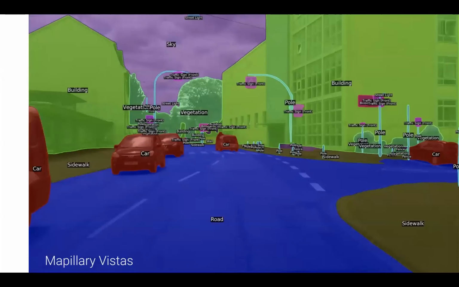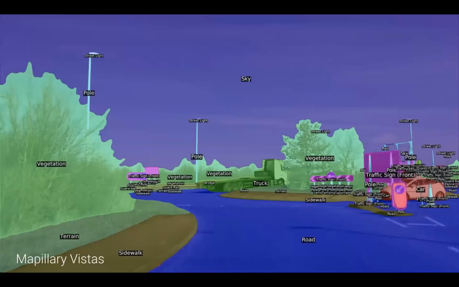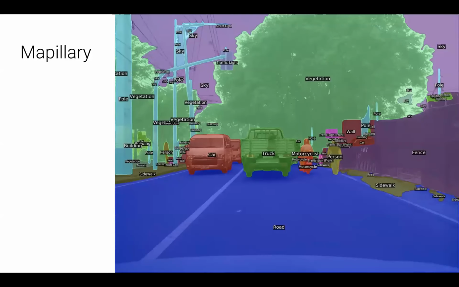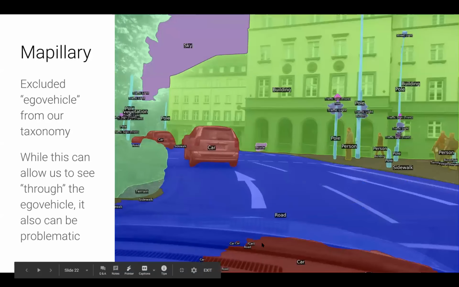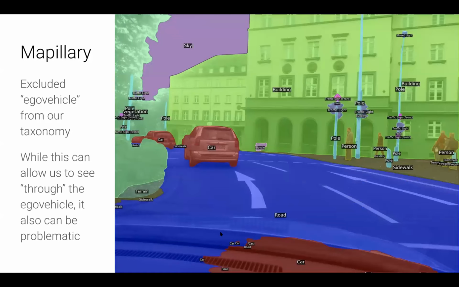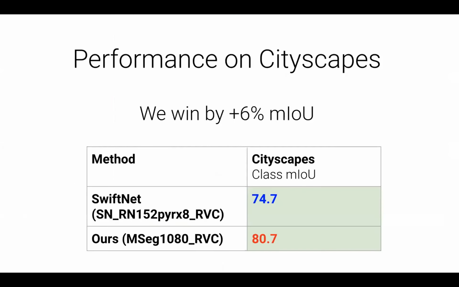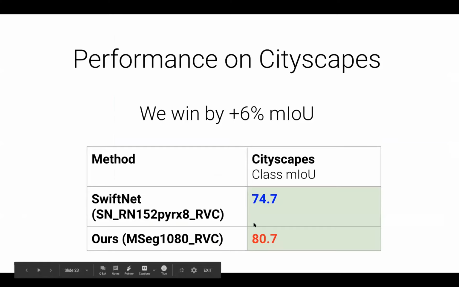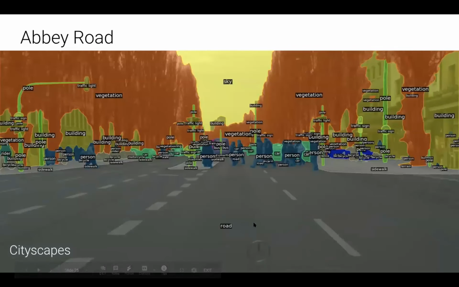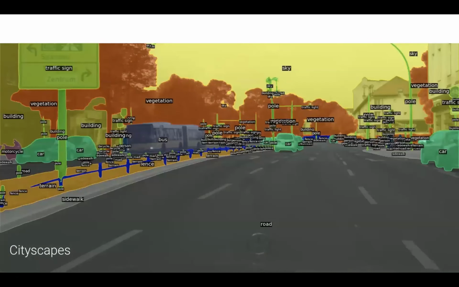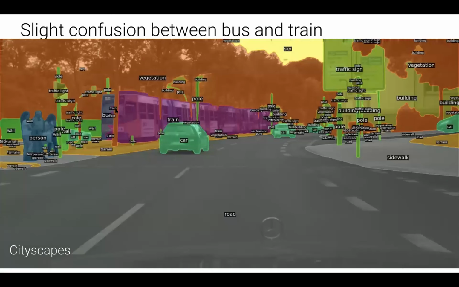And just a few results here. The Mapillary images are really cool. We also excluded ego-vehicle from our taxonomy, which, although it might allow us to see underneath the car, does hurt us in the ego-vehicle class. On Cityscapes, we were able to have pretty good performance there, 80.7%. And you can see the classical Abbey Road photos from Cityscapes. Here's just a few qualitative examples. We had a bit of confusion between bus and train, you can see here, so it's not perfect.